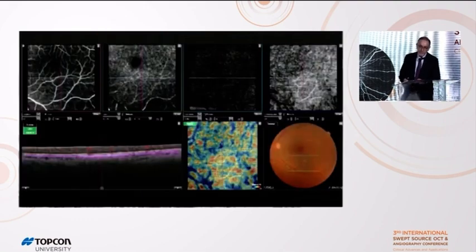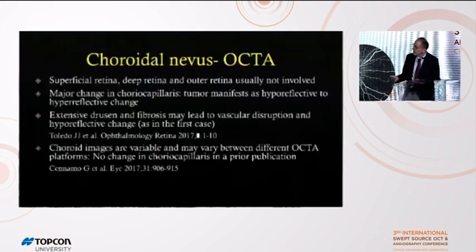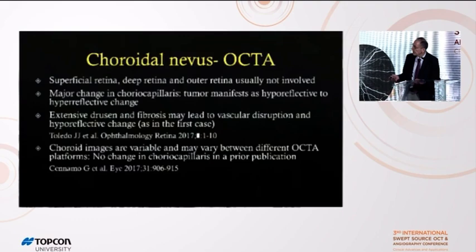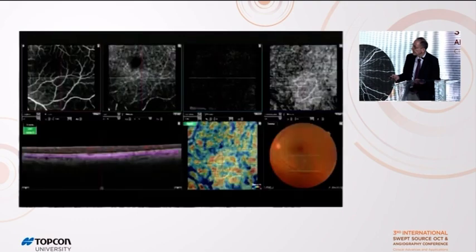And this is the OCTA image of the same patient. Again, we see no change in the superficial retina, deep retina and outer retina. And basically in the choriocapillaris layer, there is a hyperreflective change, a network this time.